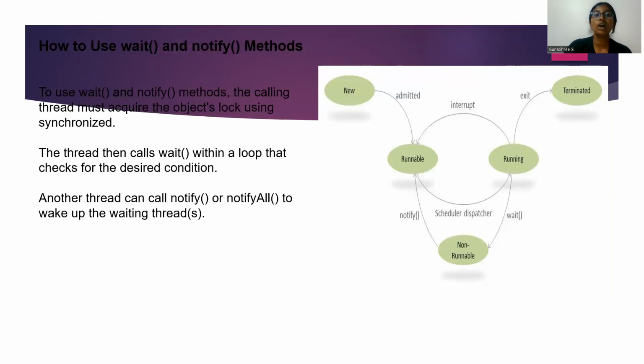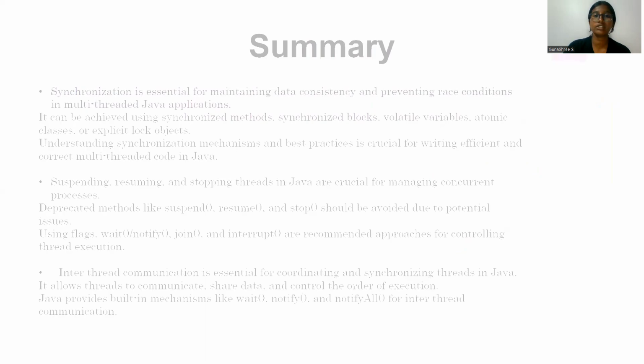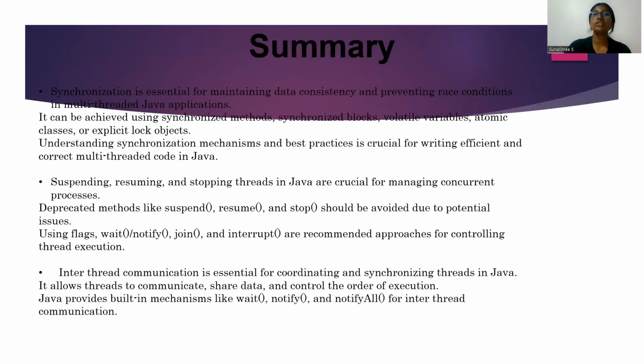So how will the wait and notify methods be used? To use them, the calling thread must acquire the object's lock using synchronization. When we call wait within a loop, it will check for the desired condition. When we call notify or notifyAll, the waiting thread or threads will resume their job. So these were the three topics I discussed.